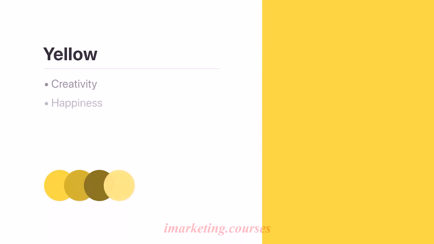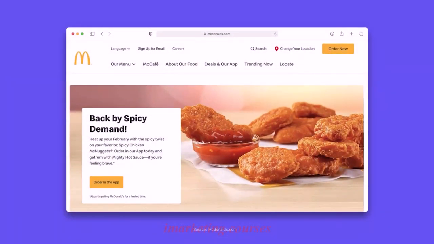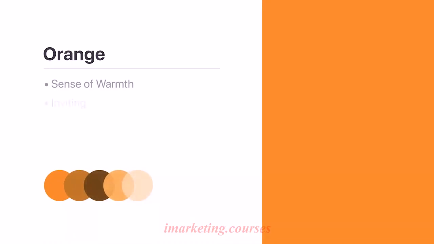Yellow. Yellow represents creativity, happiness, optimism, and friendliness. That's why McDonald's uses it as its brand color. Orange. Orange could provide the users with a sense of warmth. It's inviting and shows success and confidence.